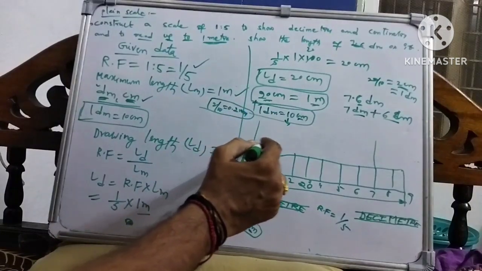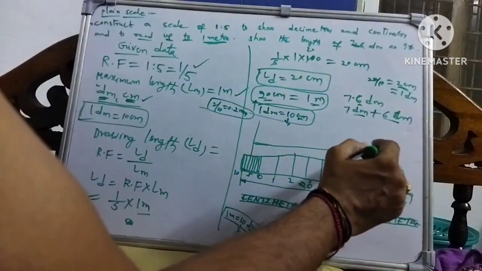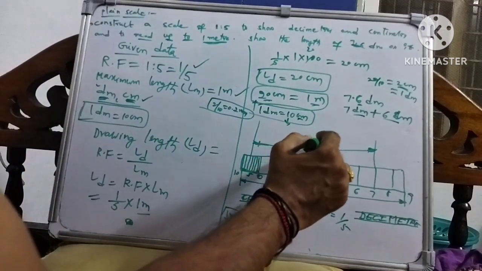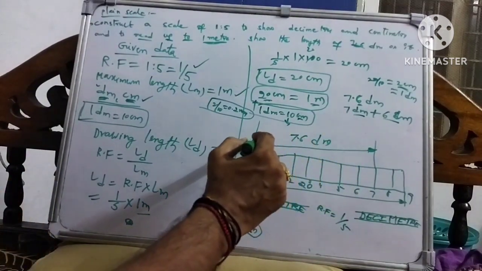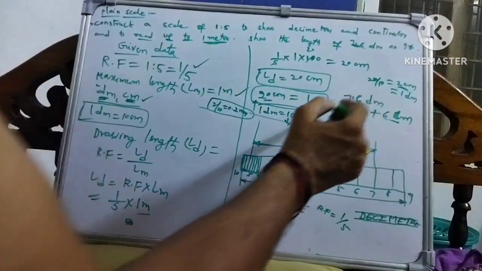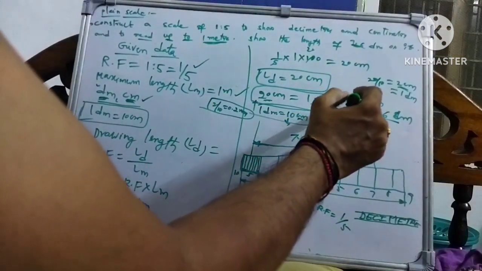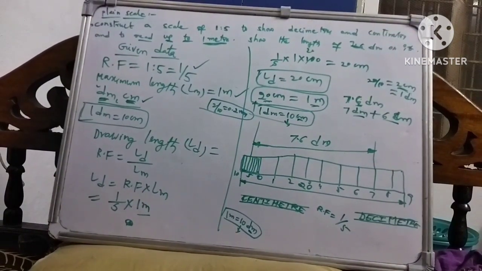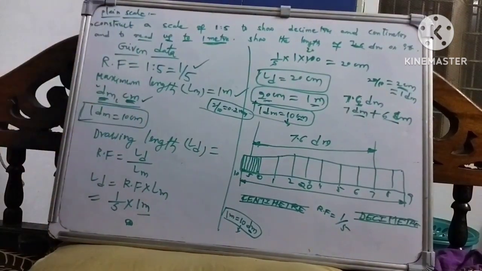So this is 7.6 decimeter. After the decimal we have only one unit. This is decimeter and this is centimeter, right? 7.6 decimeter. Like that we can construct the plane scale.